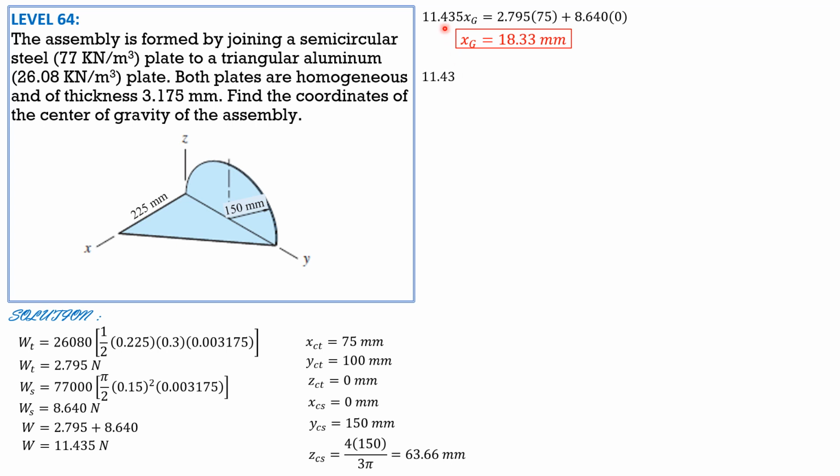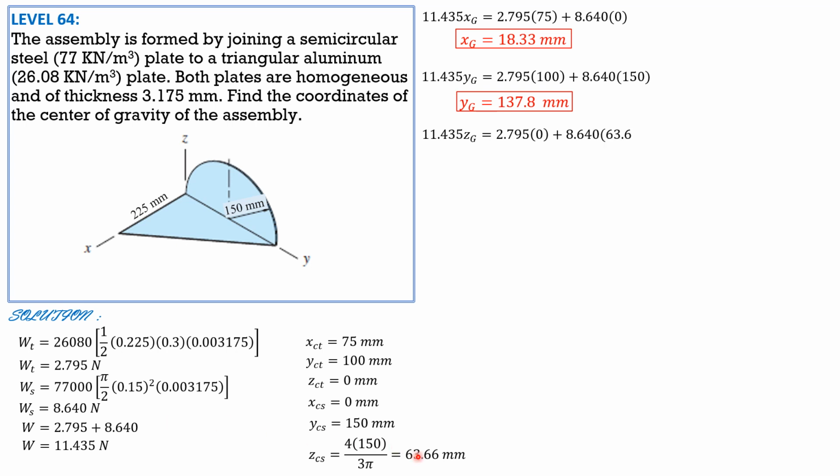11.45 yg is equal to 2.795 times 100 plus 8.64 times 150. So yg is equal to 137.8 mm. Then 11.45 times zg is equal to 2.795 times 0 plus 8.64 times 63.66. So zg is equal to 48.10 mm.